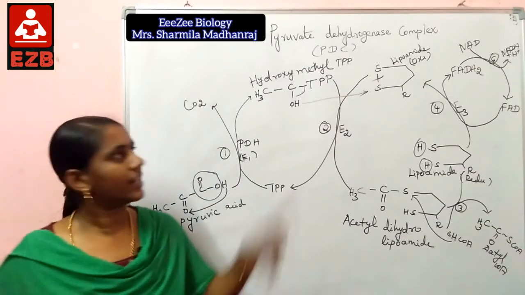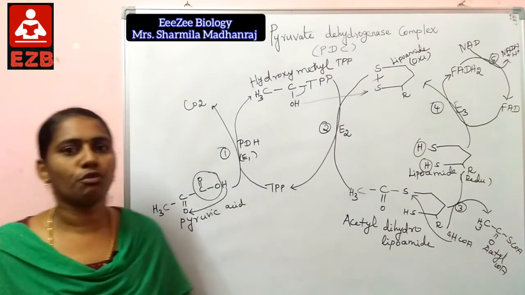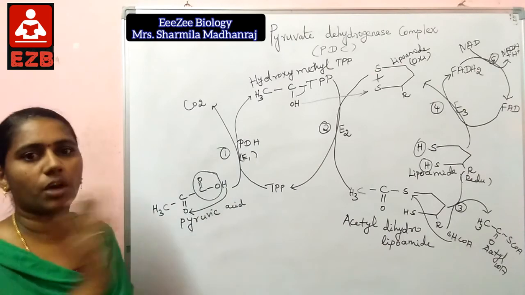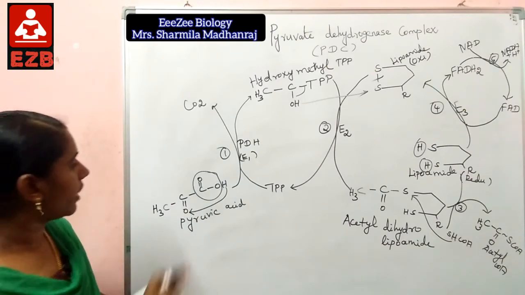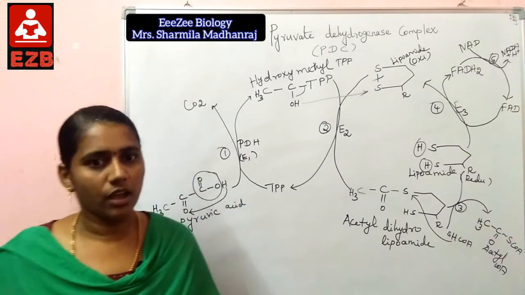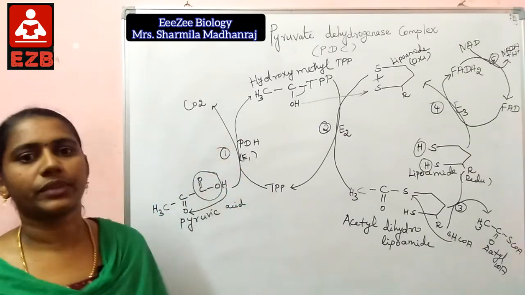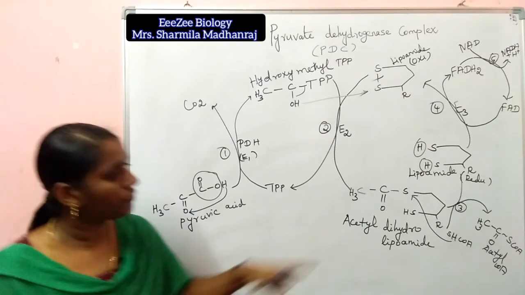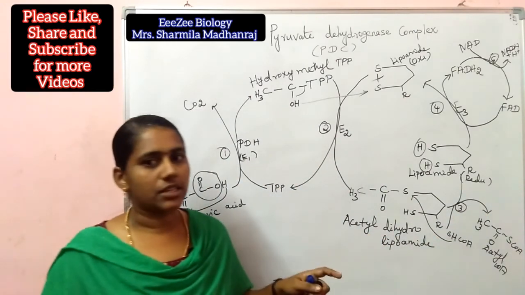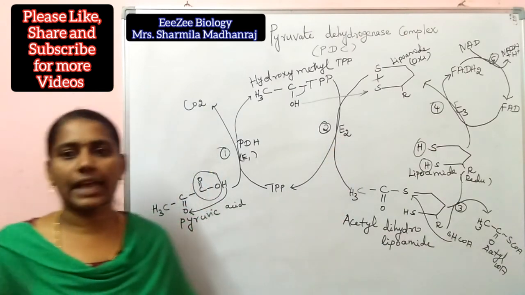The pyruvate dehydrogenase complex catalyzes, through 5 sequential reactions, the oxidative decarboxylation of pyruvate, an alpha keto acid, to form a carbon dioxide molecule and the acetyl group of acetyl CoA, with the release of 2 electrons carried by NAD.